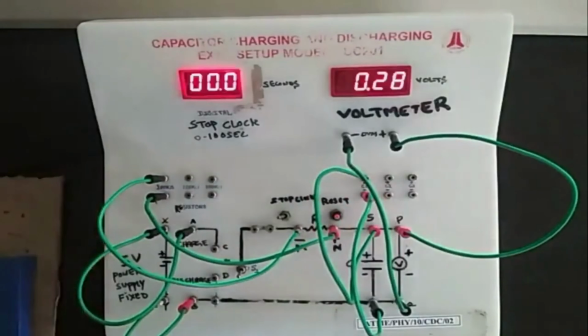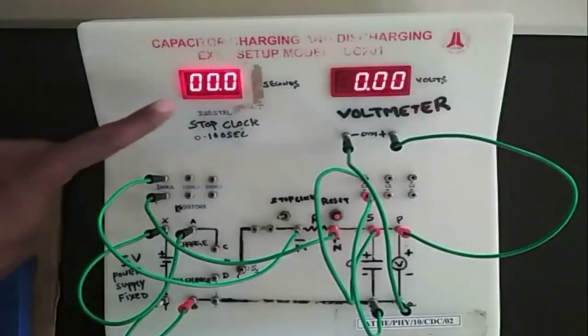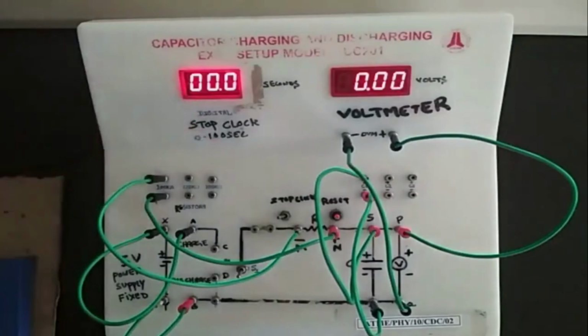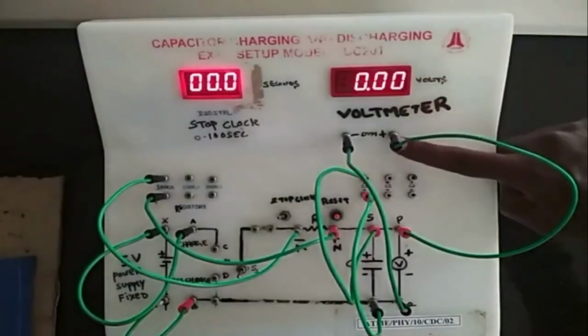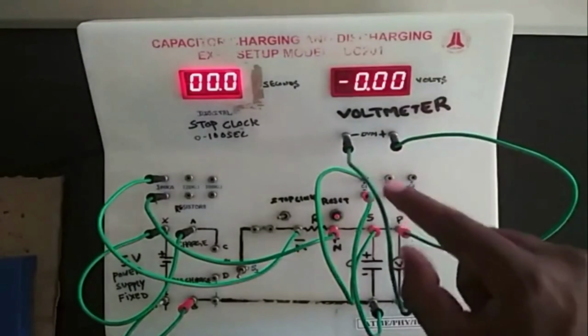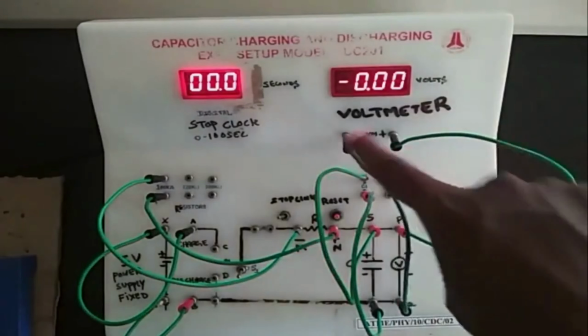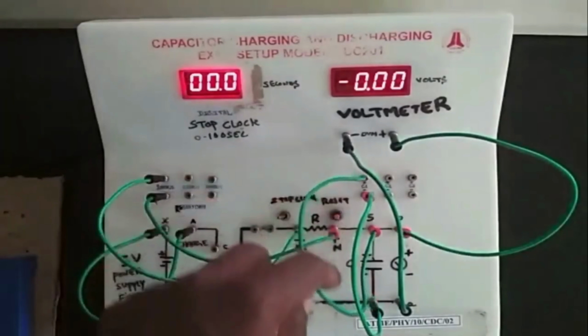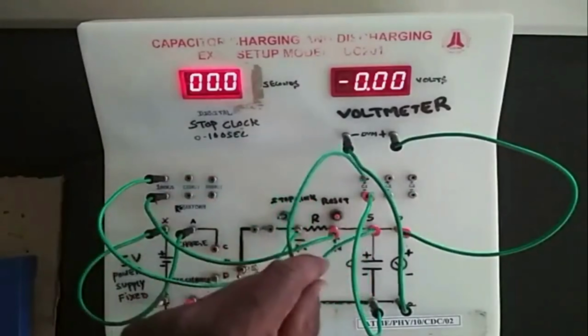Circuit is switched on. Make sure the stop clock initially reads 0. The stop clock which we are using has a range of 0 to 100 seconds. Digital voltmeter measures the potential difference across the capacitor.